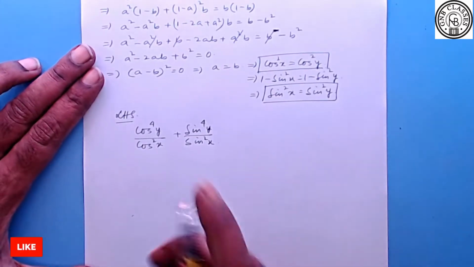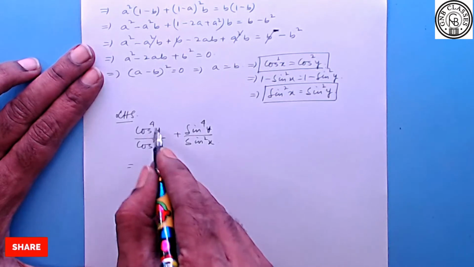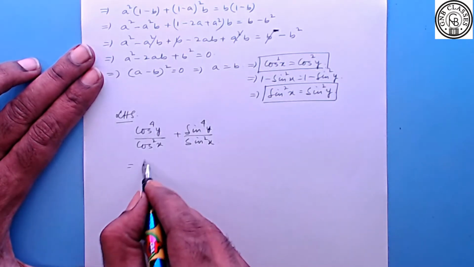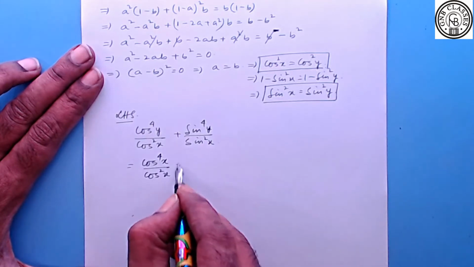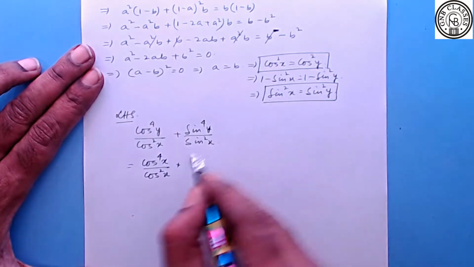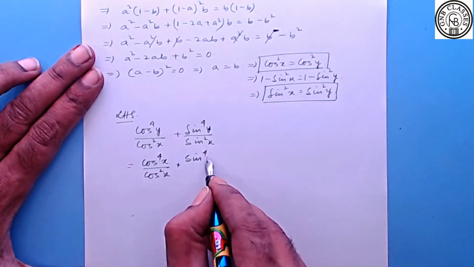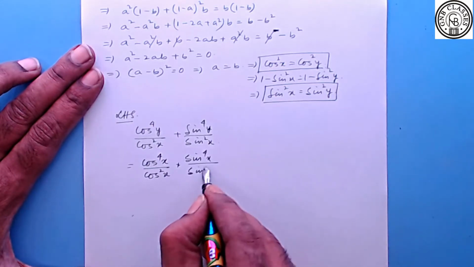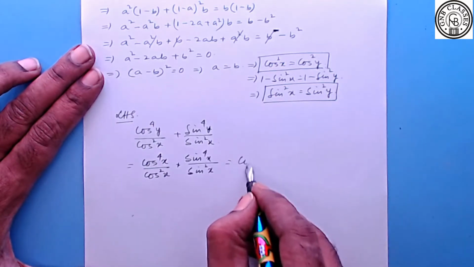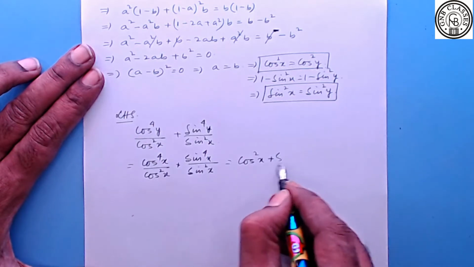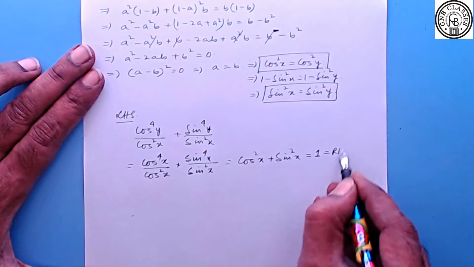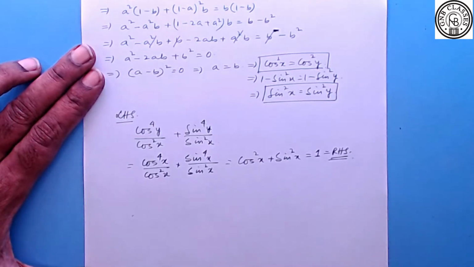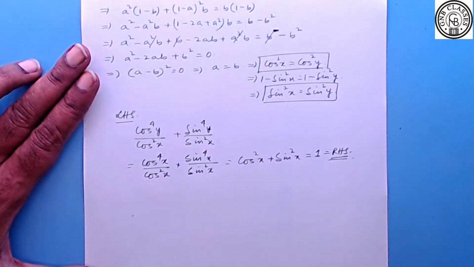So what to do? Simple. Cos to the power 4y can be written as cos to the power 4x by cos square x. Sin to the power 4y can be written as sin to the power 4x by sin square x. Is it clear? So that will give you what? Cos square x plus sin square x, which is nothing but 1, which is your right hand side. Is it clear to all of you? Understood? Okay.